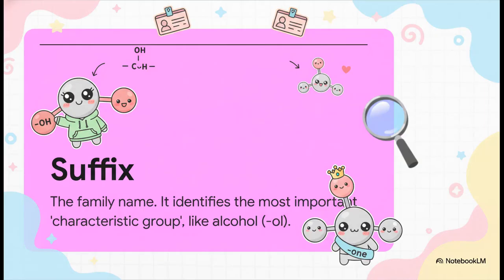Next up, we've got the suffix. This is kind of like the molecule's last name or its family name. It tells you the single most important chemical feature on that molecule, which decides what family of compound it belongs to. So if you see -ol at the end of a name, you know, boom, it's an alcohol. If you see -one, like in our mystery molecule, you know it's a ketone. The suffix defines the molecule's whole identity.